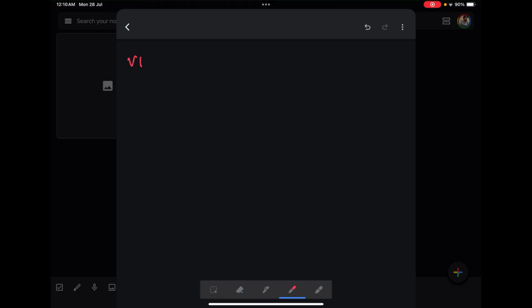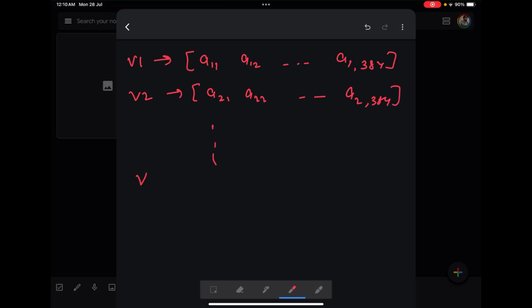So I have vector 1, and vector 1 has the numbers A11, A12, so on up to A1,384, and vector 2 will have A21, A22, so on up to A2,384. Similarly, this will go up to vector 1 million, which will have AM1, AM2, so on up to AM,384, and this I can close.